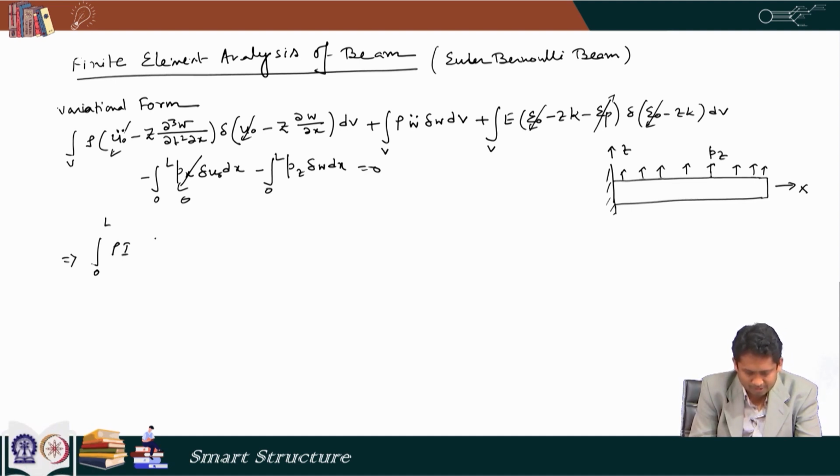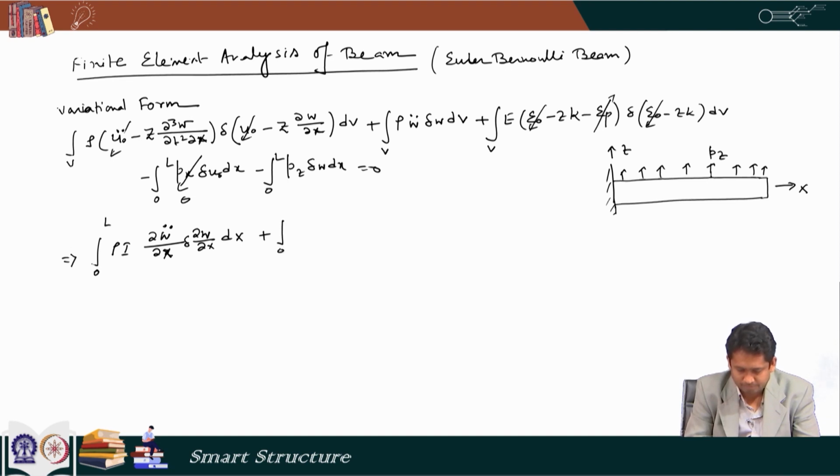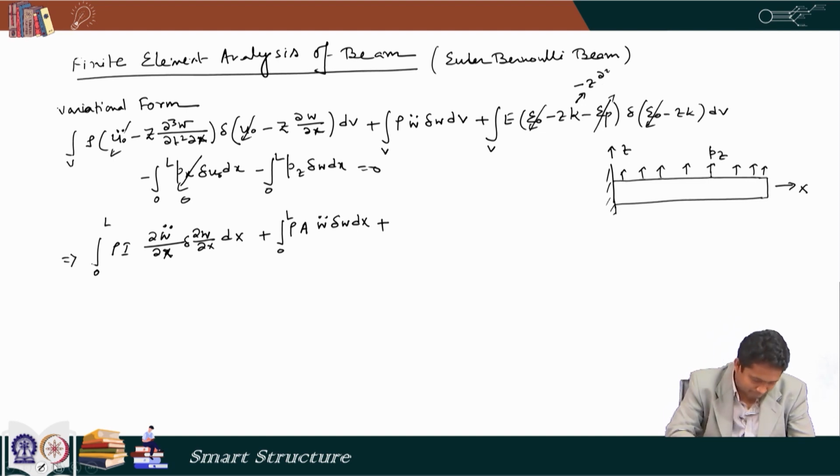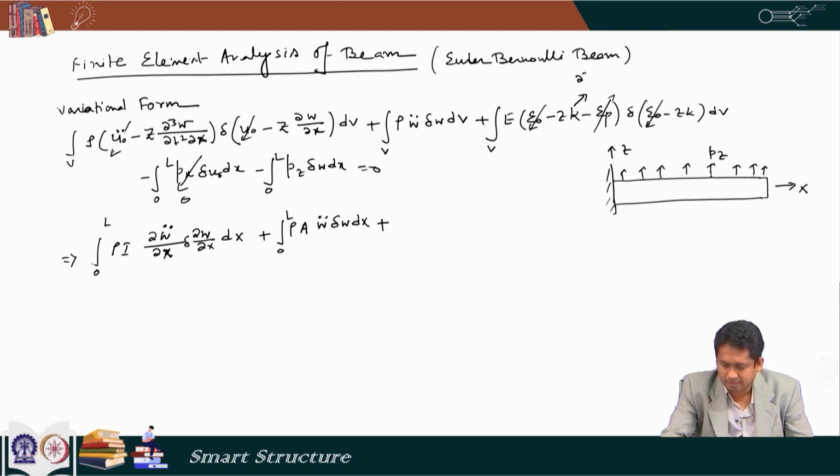Then we have rho I multiplied by del w double dot by del x multiplied by variation of del w by del x dx, and then we have here rho A multiplied by w double dot multiplied by variation of w dx, and then our kappa is nothing but minus z into del 2 w by del x 2.